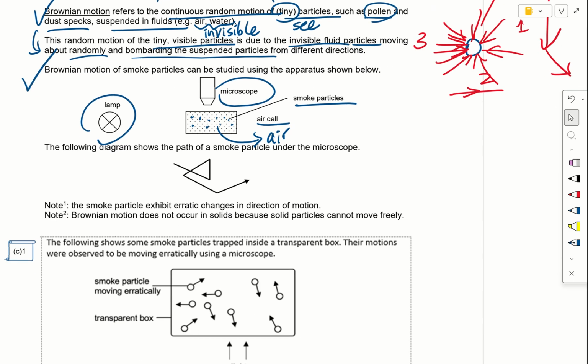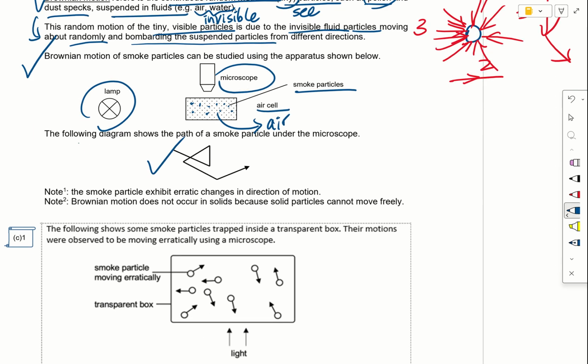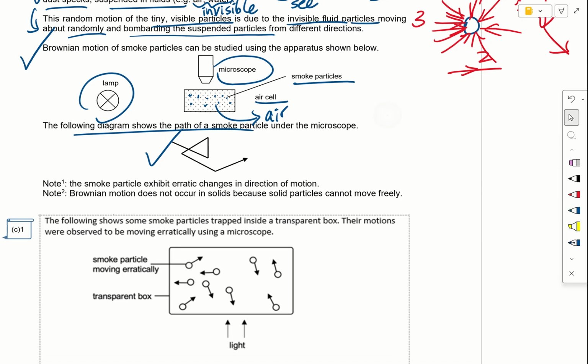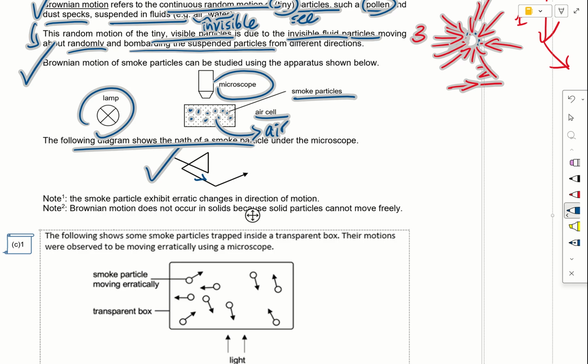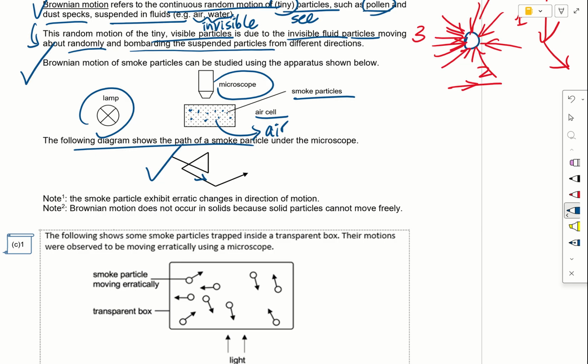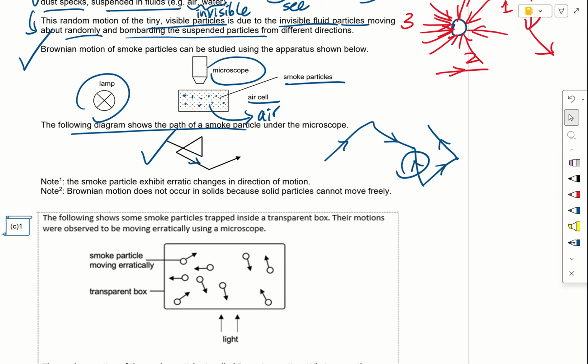Sometimes they will ask you to draw the path of a particle exhibiting Brownian motion. So take note to draw with straight lines and to draw arrows to show the direction. Make sure the arrows follow the path. You cannot be drawing things like this. You cannot draw things like this. So obviously this direction is incorrect. So just be careful, but draw with straight lines.